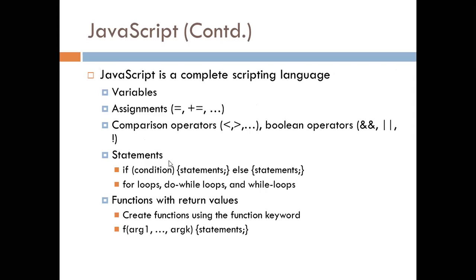JavaScript is a complete scripting language, which means just like C programming, we can declare a variable here. We can have assignment operators, comparison operators. We can have looping statements, and if else conditions can be written. And we can also write a function along with return values. Since all these things can be accomplished in JavaScript, it is called a complete scripting language. Whereas HTML is not a scripting language. HTML is just a markup language, whereas JavaScript is a complete language.